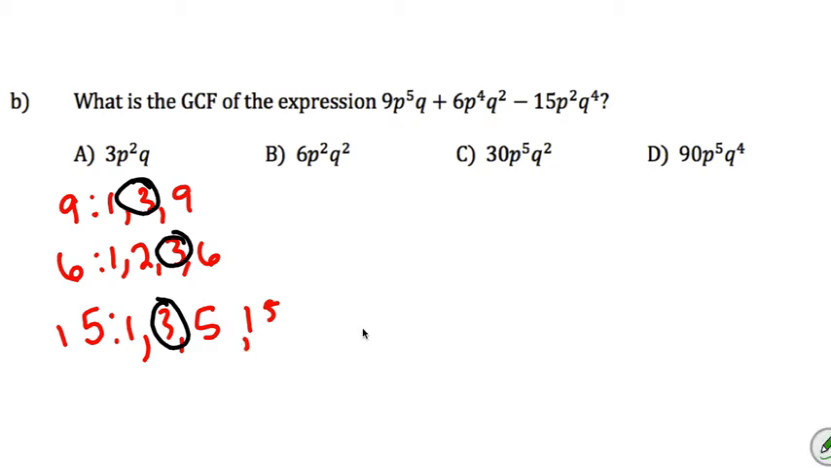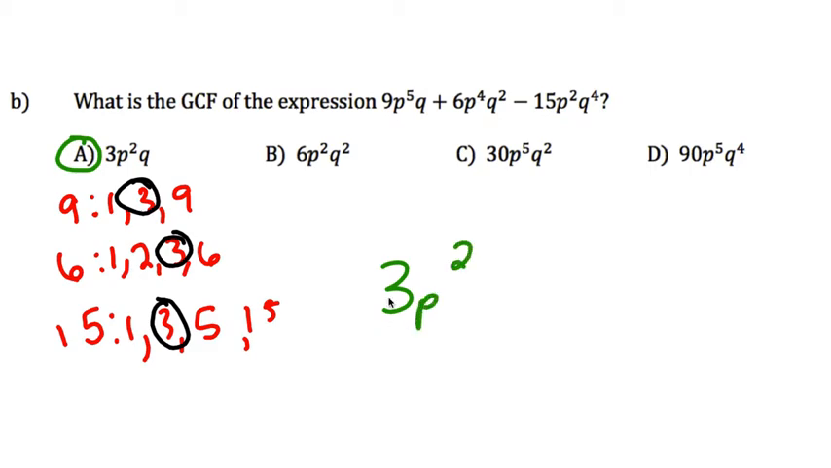Once you can tell me that, you can look at your multiple choice answers and know the correct answer is A, right? So we know the answer is 3. And if we look at our variables up here, the smallest variable that we have for P, well, we have a 5, a 4, and a 2. So we know that's P to the second.